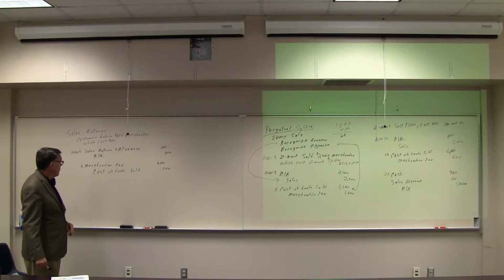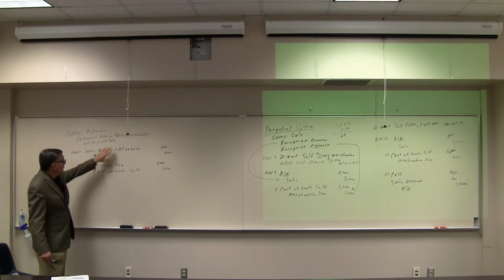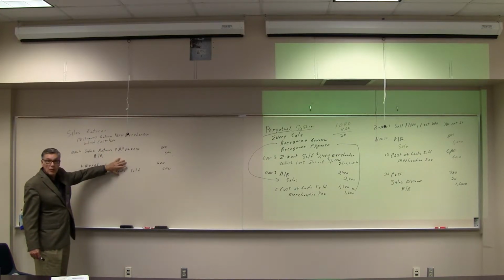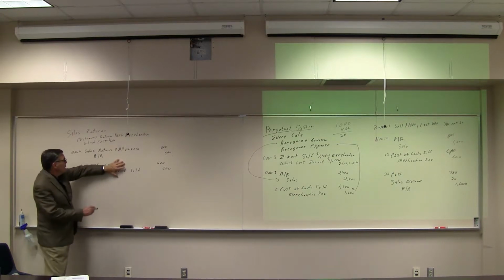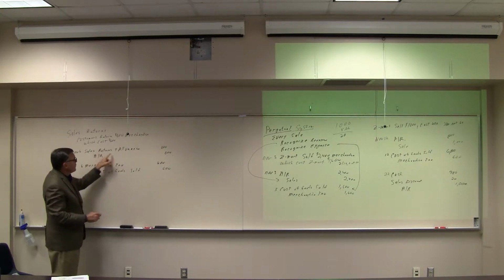How would you account for the discount? Would the discount be $800? Oh, in this case, it would only be the $800. There wouldn't be a second one. Okay. And by the way, sales returns and allowances.